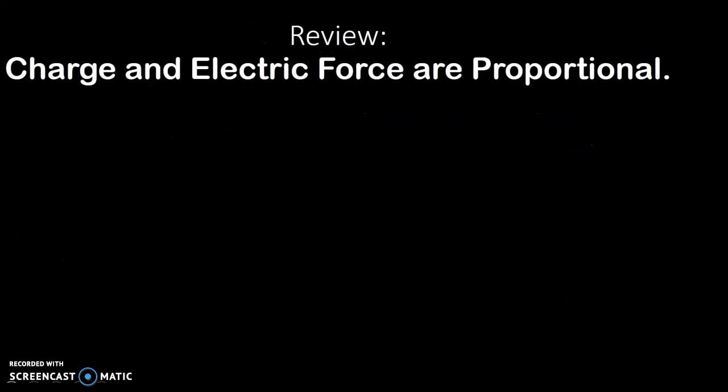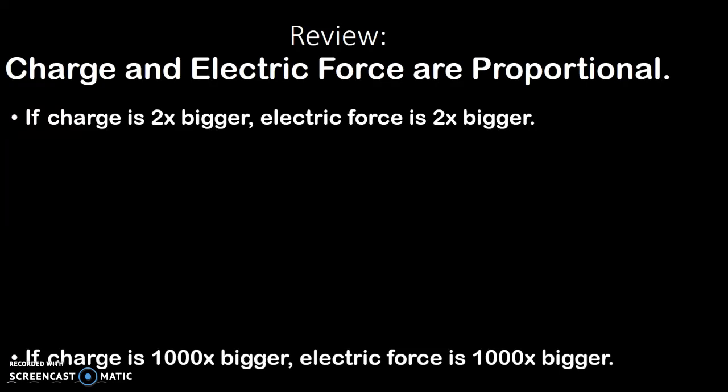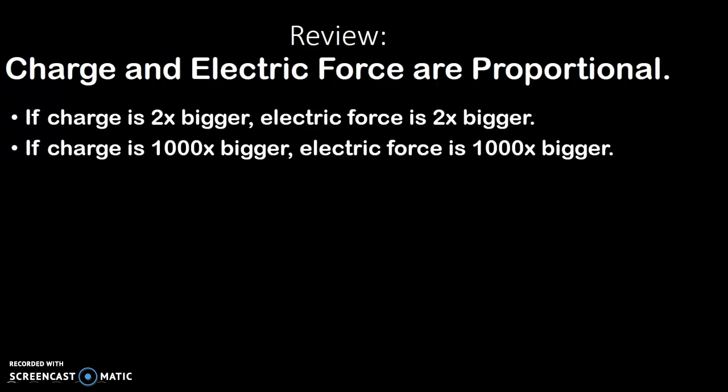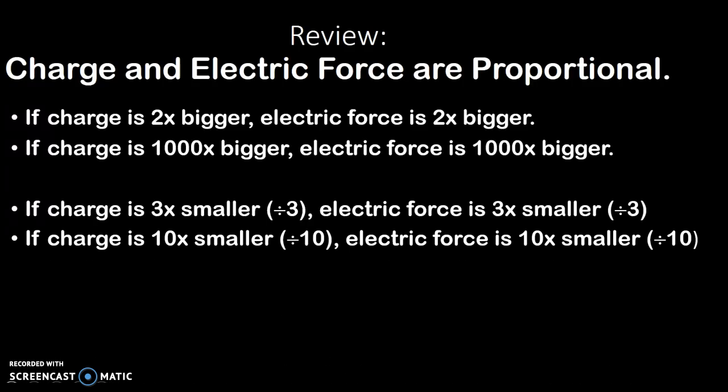Let's review. Charge and electric force are proportional. This means that if a charge is 2 times bigger, the electric force is 2 times bigger. If the charge is 1,000 times bigger, electric force is 1,000 times bigger. When the charge is 3 times smaller, or divided by 3, the electric force is 3 times smaller, divided by 3. If the charge is 10 times smaller, or divided by 10, the electric force is 10 times smaller, or divided by 10.